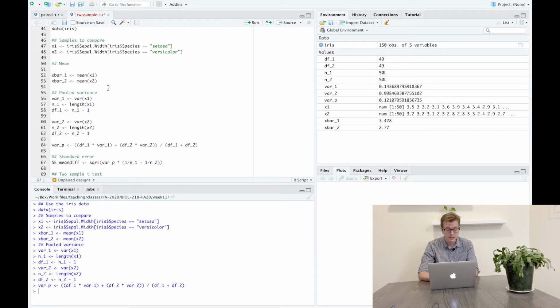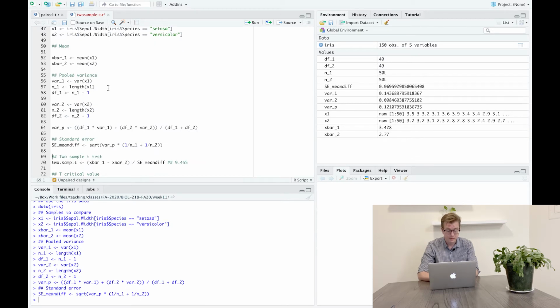Then we take that pooled variance and plug it into the standard error of the mean differences equation. We run that, and you should get a standard error of 0.0696.